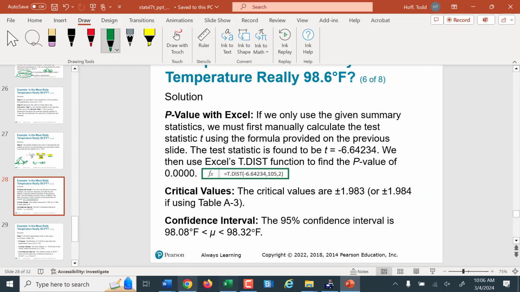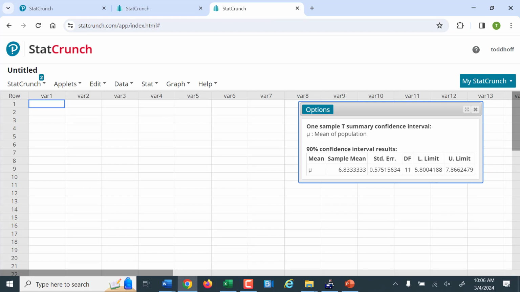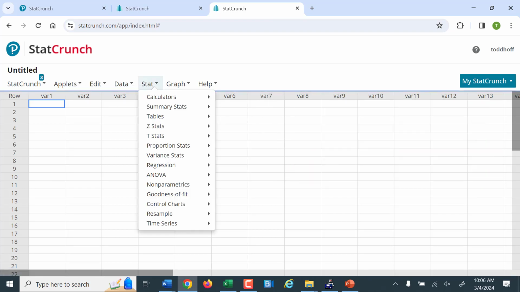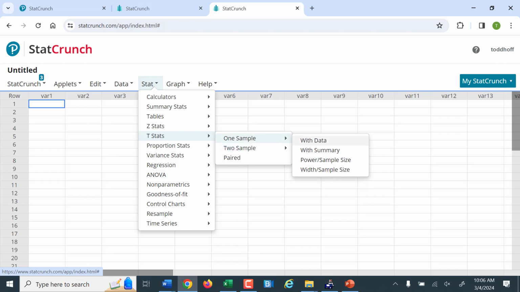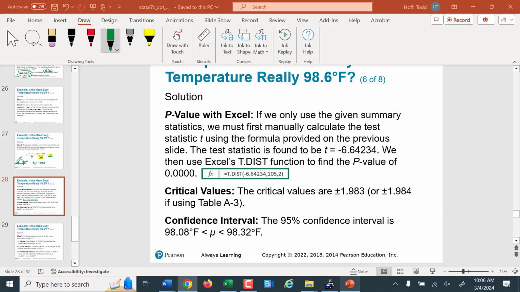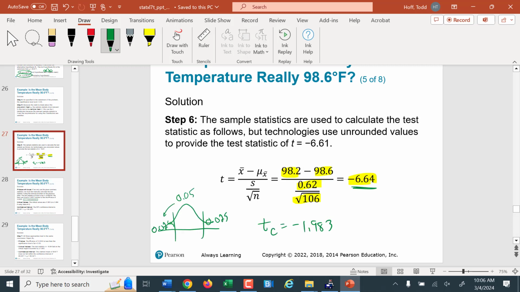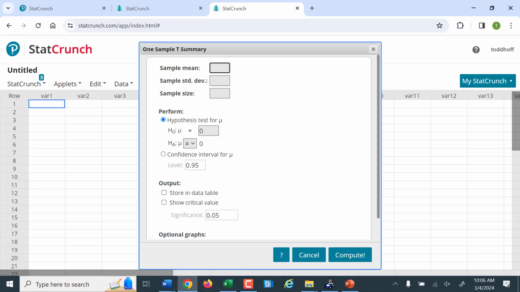Let's run this in StatCrunch. So we'll close this down and we're going to go to Stat, T Stats, One Sample with Summary. I have a mean of 98.2 and a standard deviation of 0.62. My sample size is 106. Now this was equal to 98.6, and this is not equal to, so we're good there.